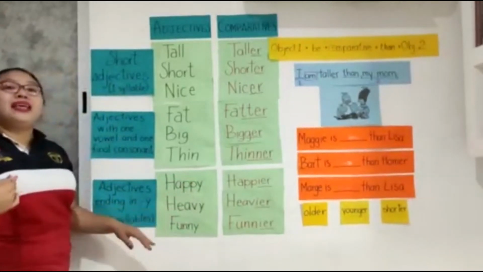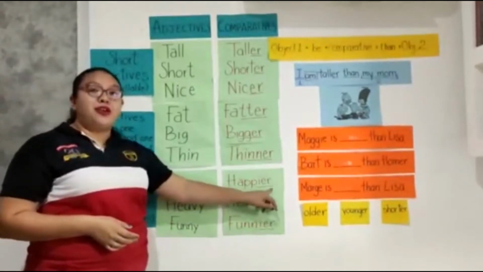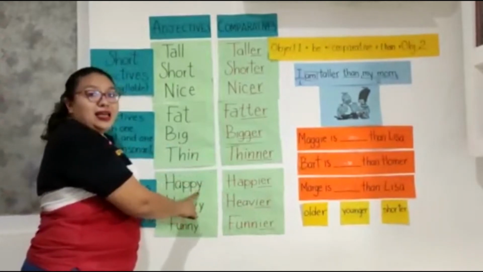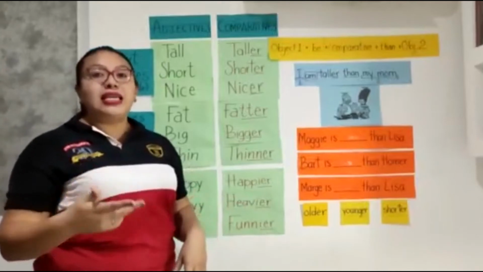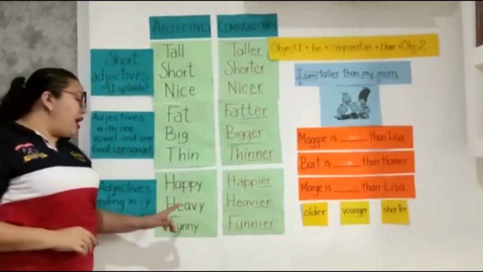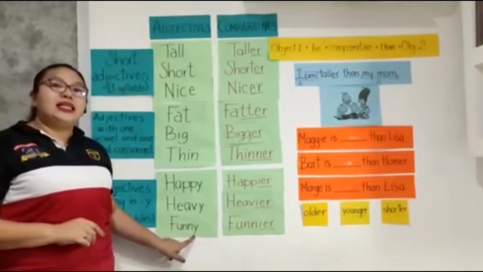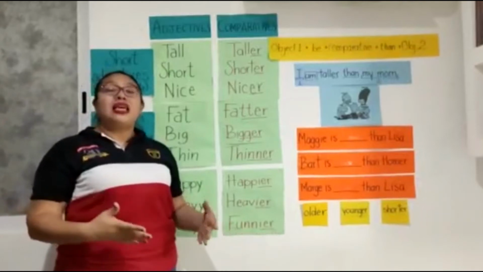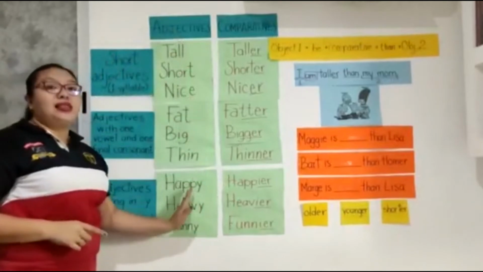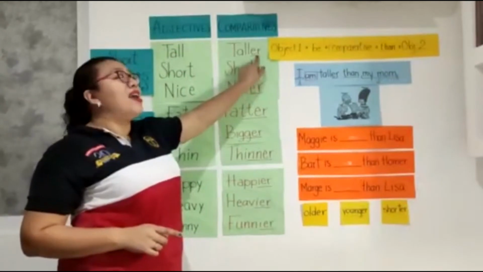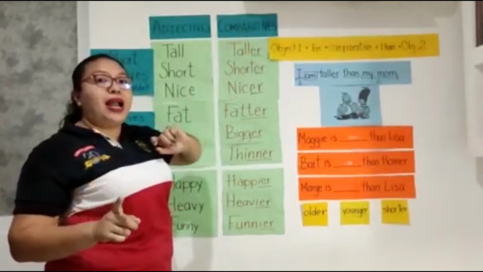Now, what happened with the adjectives ending in Y, okay? Happy, happier. What happened here? The Y is going to be changed for the I, and then I need to add ER, okay? The same is going to happen with heavy, heavier. Do you see the difference? Funny, funnier. Okay? So these are the comparatives. But this is very important. These are adjectives, and when they finish with ER, they are comparatives. Okay?